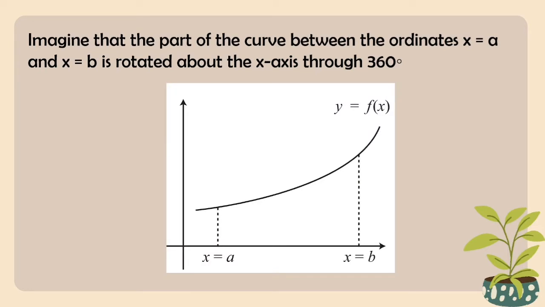Okay? So imagine that the part of the curve between the ordinates x equal to a and x equal to b is rotated about the x-axis through 360 degrees. Imagine that curve, what figure would result? If we have this curve here as y equal to f of x, imagine that it is rotated about the x-axis, here is our x-axis, through 360 degrees. What would be the resulting figure, right?